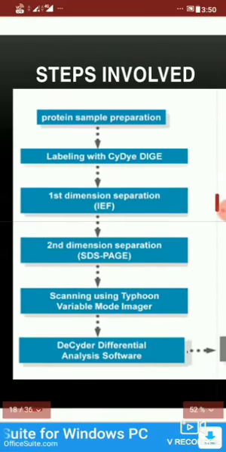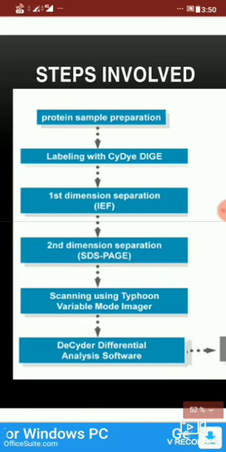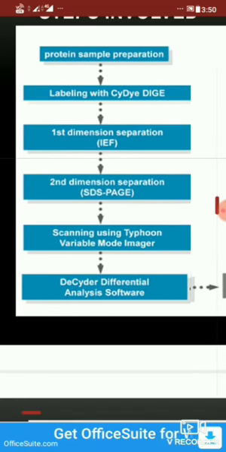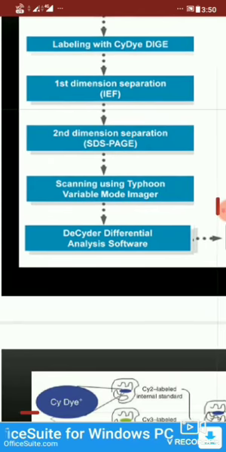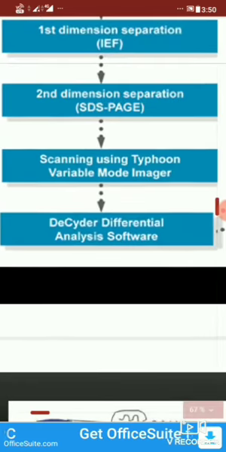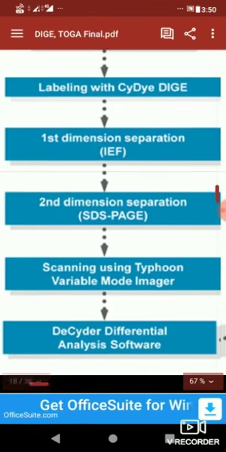These are the steps involved. First, we go for protein sample preparation. Then we label the sample with various dyes. Then we do the first dimension separation, which is called IEF. Then we go for the second dimension separation, which is the normal SDS-PAGE. Finally, we go for scanning using the Typhoon variable mode imager. This is just an example of a type of scanner which is used for scanning CY dyes.